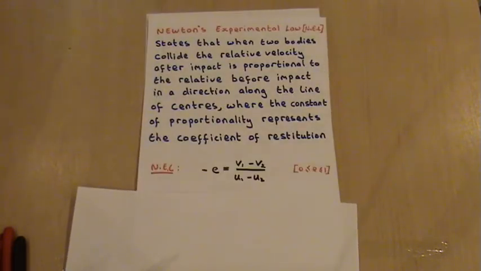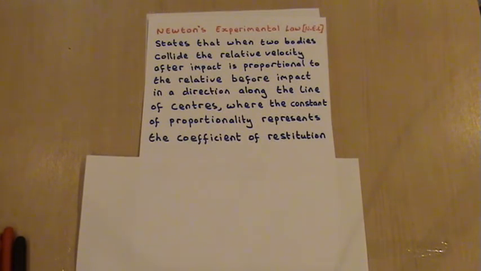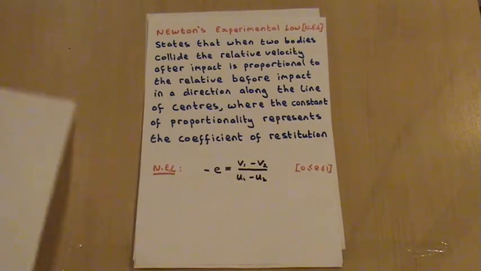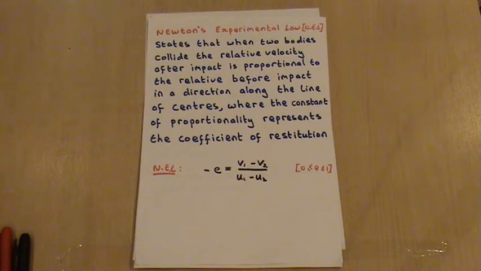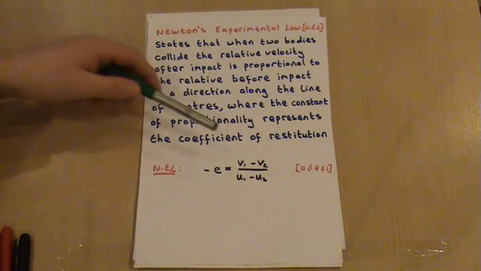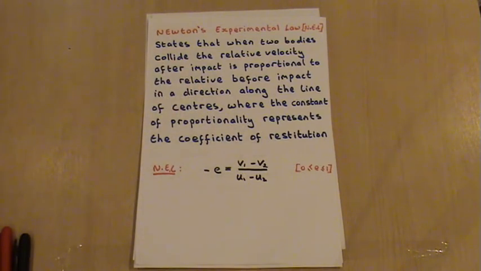A second law governing the collision between two bodies is Newton's experimental law, and this states when two bodies collide, the relative velocity after impact is proportional to the relative velocity before impact in a direction along the line of centres, where the constant of proportionality represents the coefficient of restitution. Mathematically, we can write this as minus e is v1 minus v2 all over u1 minus u2. And note that e must be between 0 and 1. v1 minus v2 represents the relative velocity after impact, and u1 minus u2 represents the relative velocity before impact.